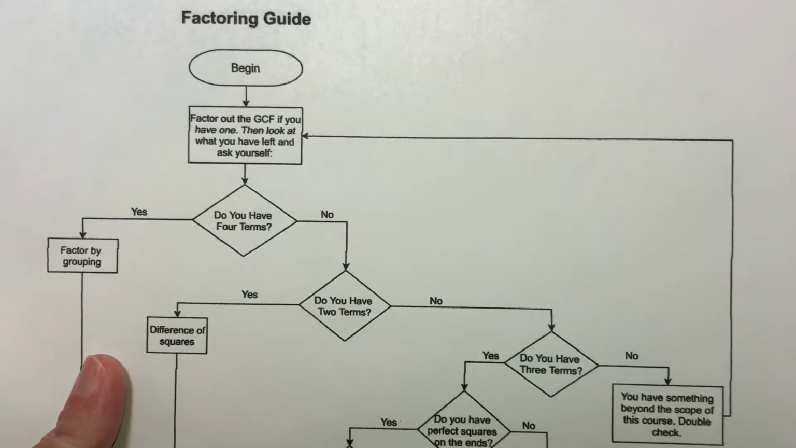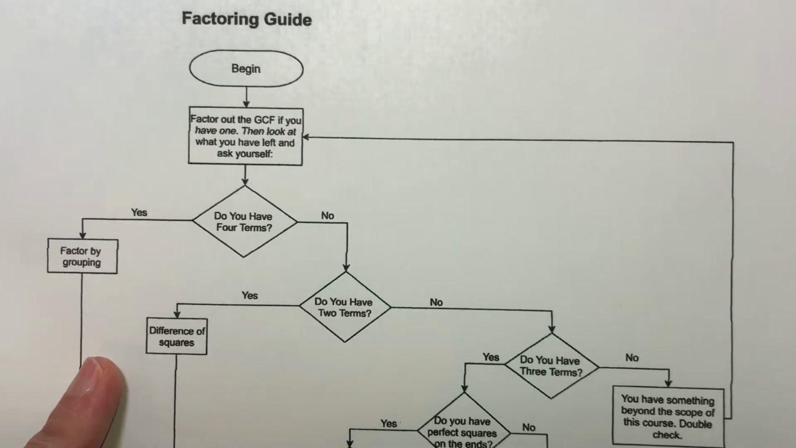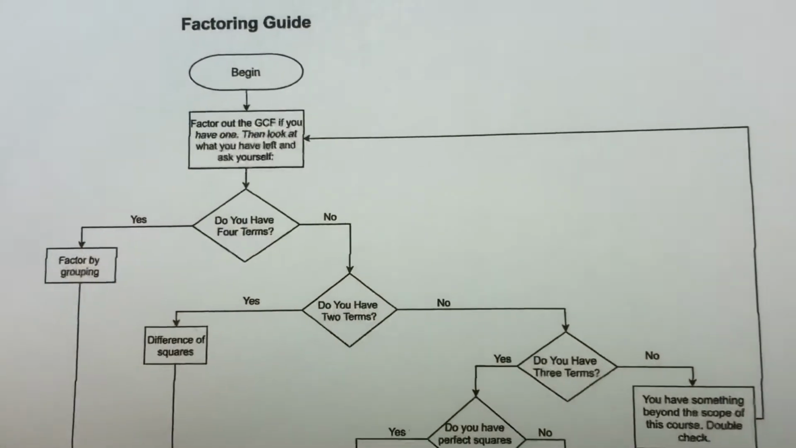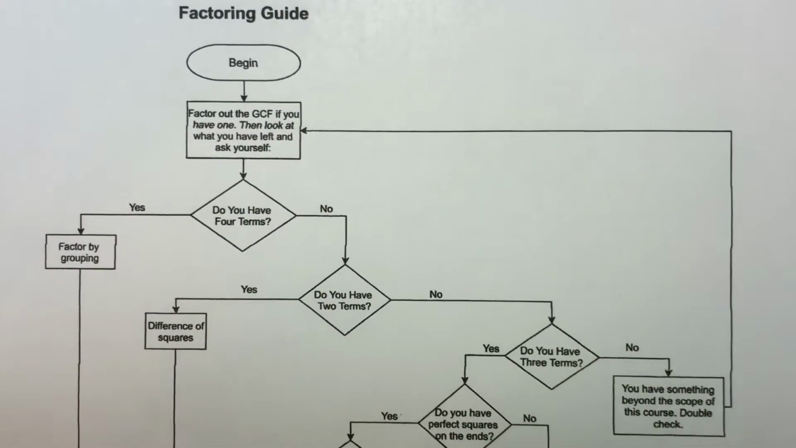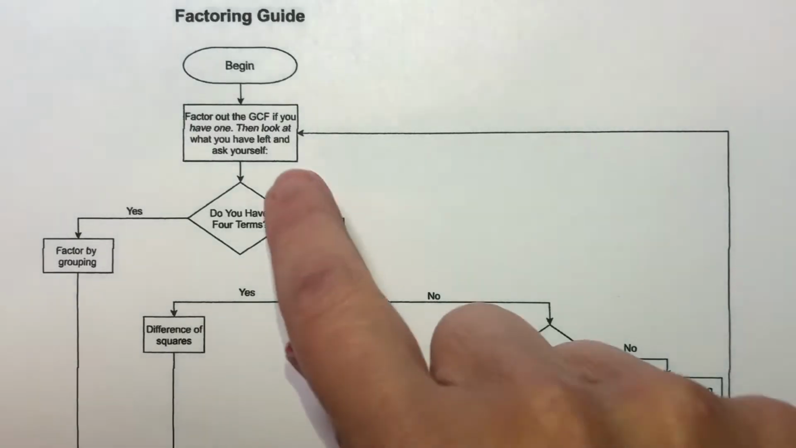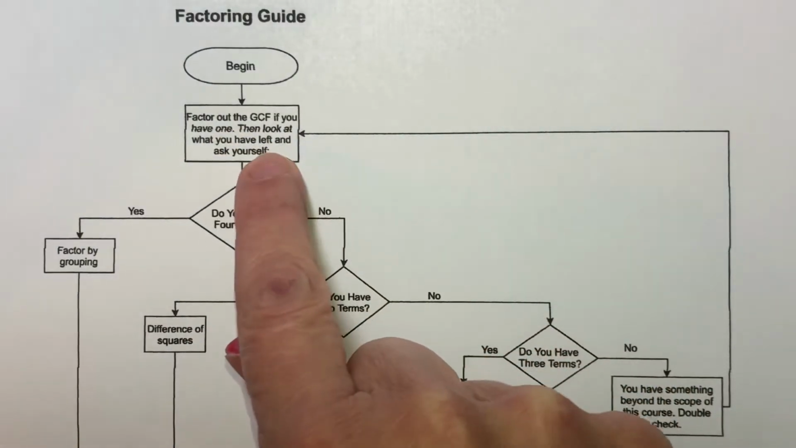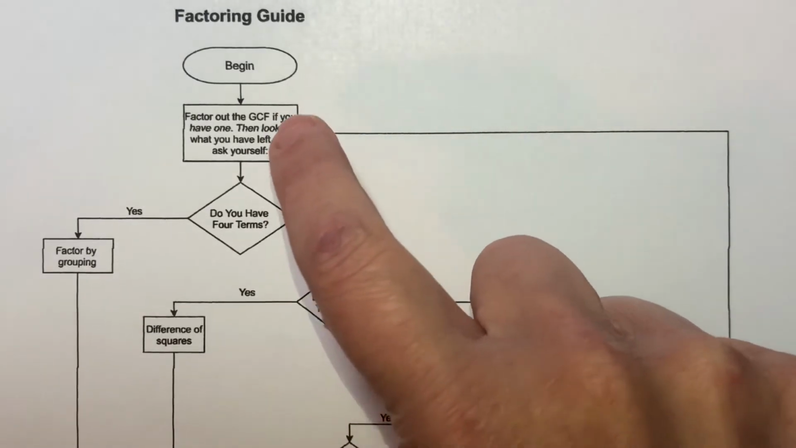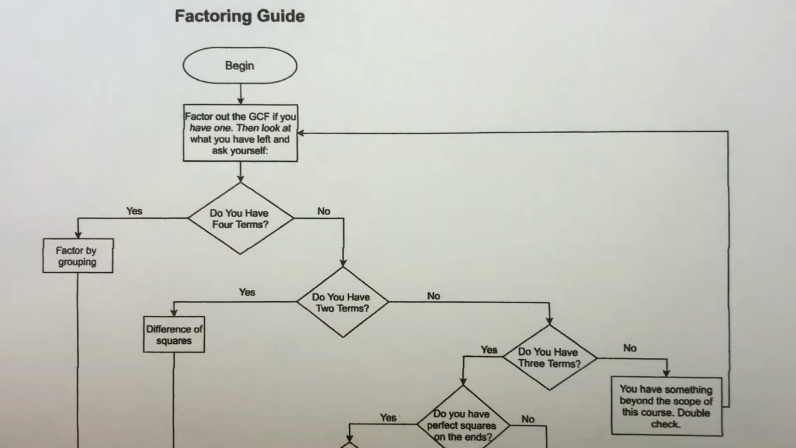This is section 6.1, part 4. Now we're going to begin factoring by grouping. When you look at your factor tree, your factor flow chart, that's hard to say, the first thing you do is you factor out a GCF if you have one. So we are going to be talking about that every time. It is always your first step.